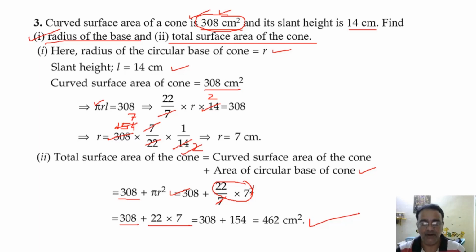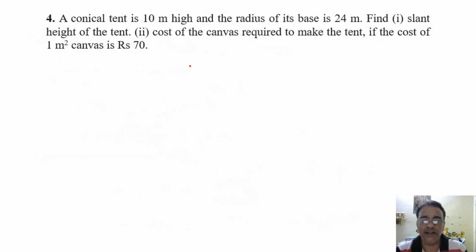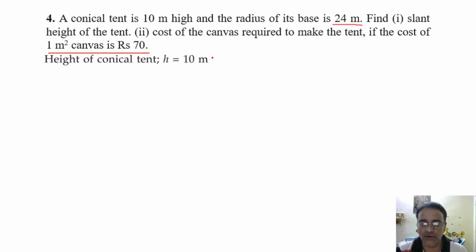No, sir. Okay, so now we'll move towards fourth question. A conical tent is 10 meter high and the radius of its base is 24 meter. Find its slant height of the tent, and cost of the canvas required to make the tent if the cost of 1 meter square canvas is rupees 70. So first of all, what is given? That height of the conical tent, that is 10 meter, and radius is given 24 meter.